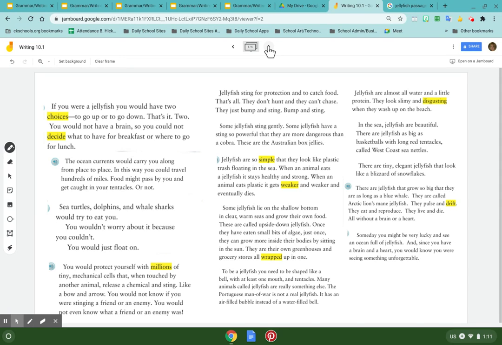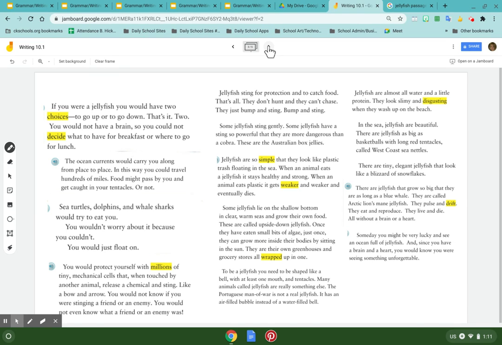Some jellyfish lie on the shallow bottom in clear, warm seas and grow their own food. These are called upside down jellyfish. Once they have eaten small bits of algae, just once, they can grow more inside their bodies by sitting in the sun. They are their own greenhouses and grocery stores, all wrapped up in one. To be a jellyfish, you need to be shaped like a bell with at least one mouth and tentacles. Many animals called jellyfish are really something else. The Portuguese man-o-war is not a real jellyfish. It has an air-filled bubble instead of a water-filled bell.